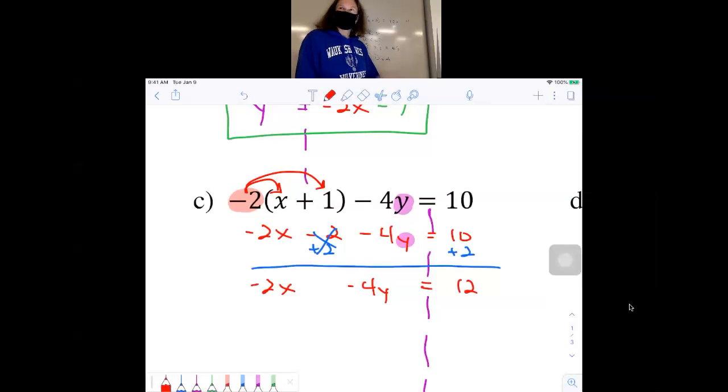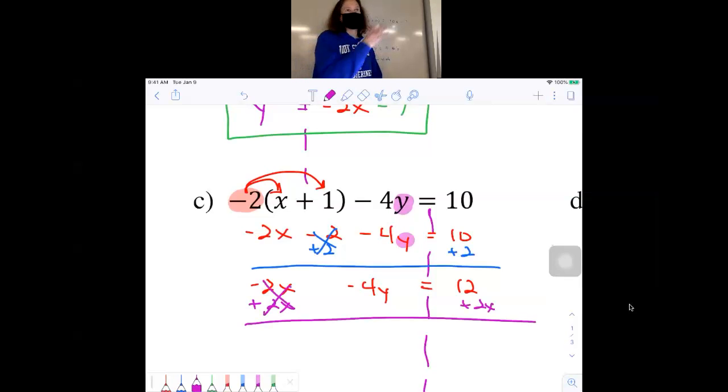Is y by itself? Is that y term alone? No, so what do I have to do next? Not yet. I need just my y's on a side by itself. I need to get rid of this -2x. So how do I move that to the other side? There you go. Anytime you want to move it, you do the opposite.